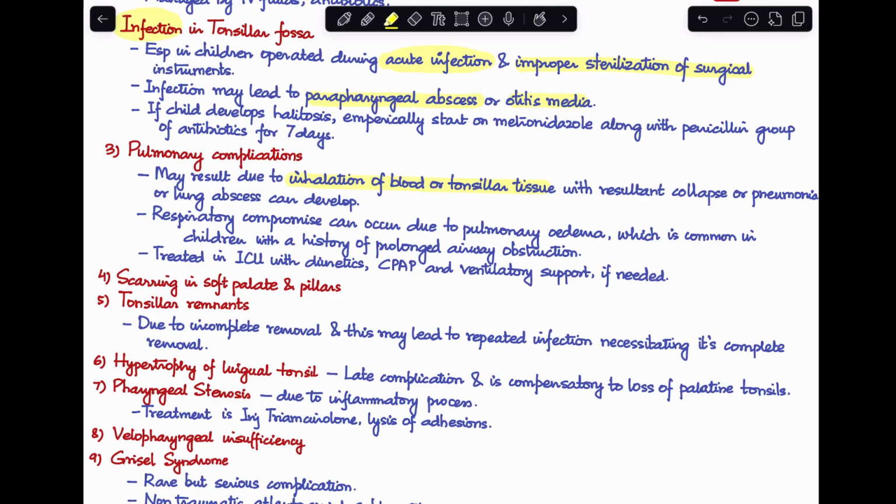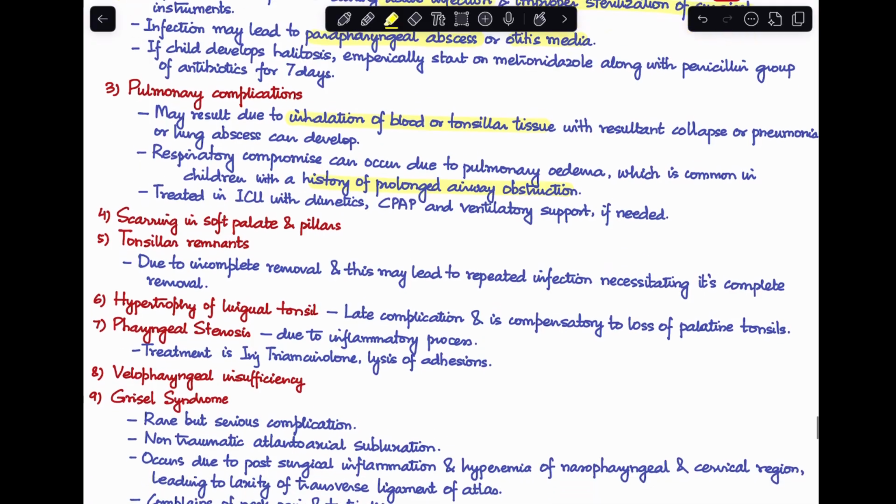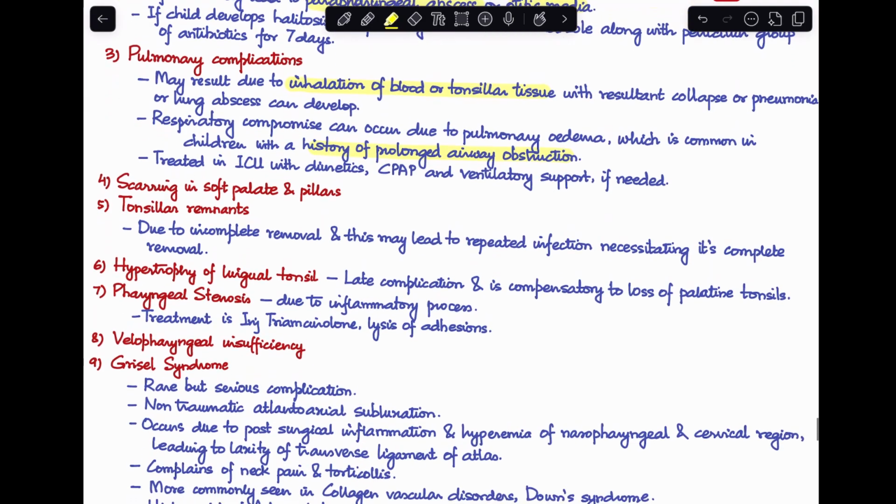Now, the respiratory compromise can also occur due to pulmonary edema, which is commonly seen in children with a history of prolonged airway obstruction. So, you treat all of this in ICU. You treat the case of pulmonary edema in ICU with diuretics, CPAP, and ventilatory support. Next, you can end up causing scarring of the soft palate and pillars due to the injury caused intraoperatively.